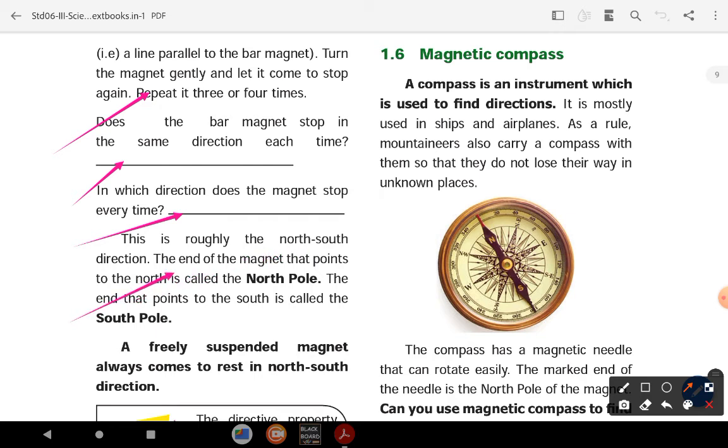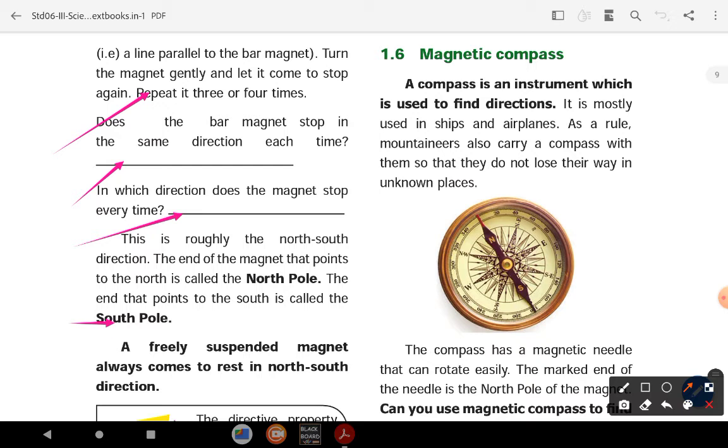The end of the magnet that points to the north is called the north pole, and the end that points to the south is called the south pole. That's all, children. The end which is pointing to the north is called the north pole of the magnet, and the end which is pointing to the south is called the south pole of the magnet. This is how you mark the poles of your magnet.